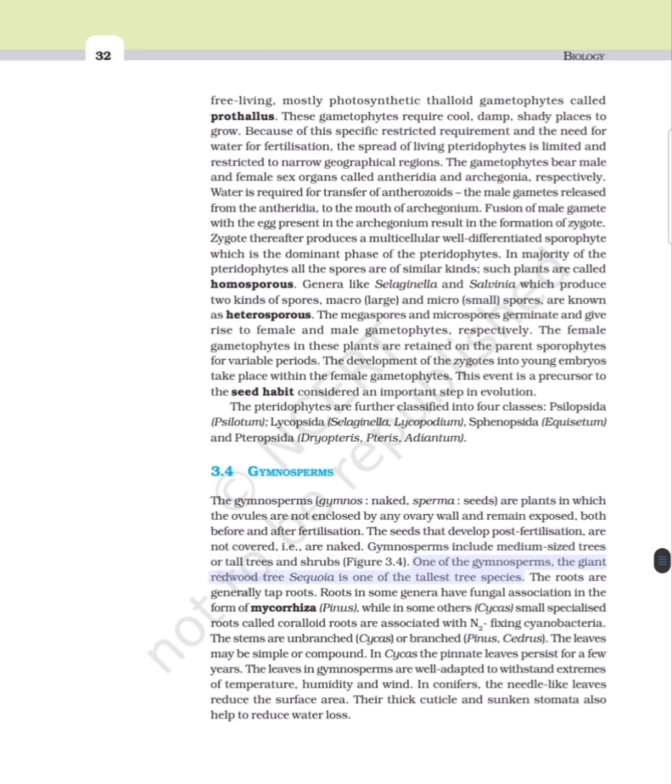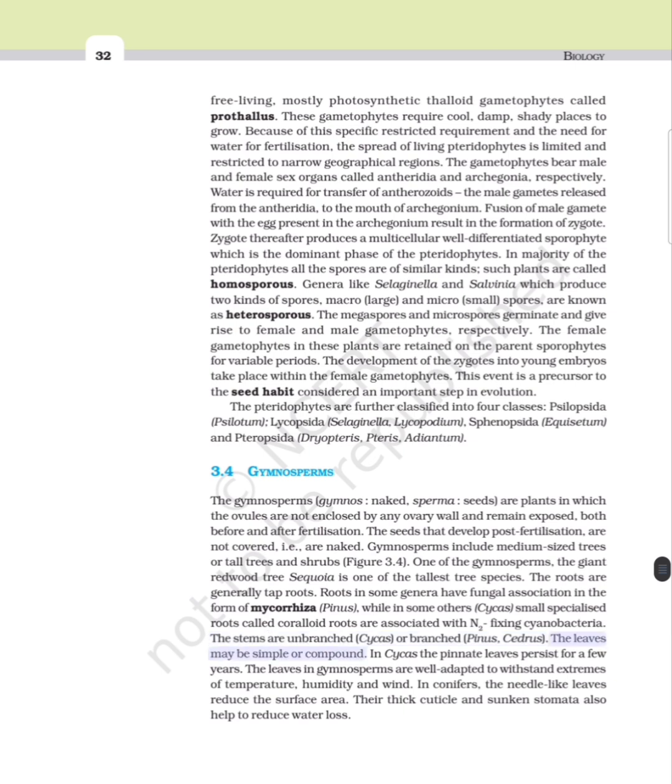One of the gymnosperms, the giant redwood tree Sequoia, is one of the tallest tree species. The roots are generally tap roots. Roots in some genera have fungal association in the form of mycorrhiza (Pinus), while in some others (Cycas), small specialized roots called coralloid roots are associated with N2-fixing cyanobacteria. The stems are unbranched (Cycas) or branched (Pinus, Cedrus).